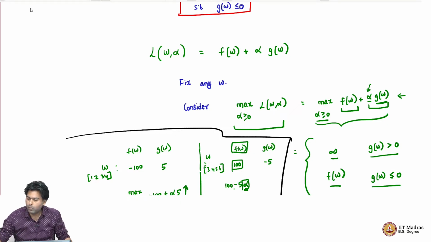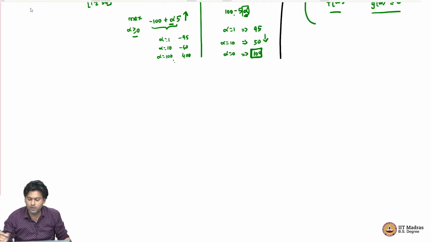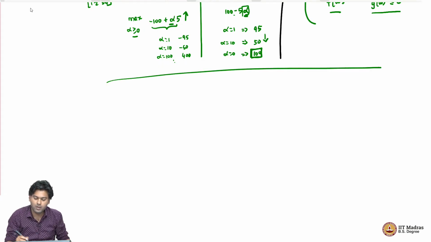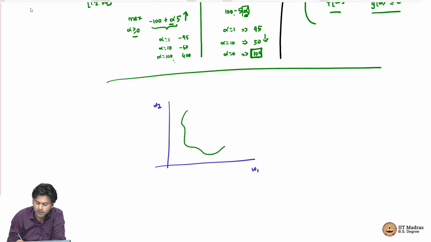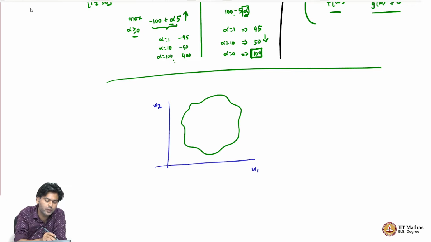Now to get a feel for this, imagine this picture. Maybe this is our space of w. Maybe w is a two-dimensional vector, w1 and w2 are the two components, and here is the space. This is the set of all possible w's for which, let's say, g of w is less than or equal to 0. So let's consider this shaded region.